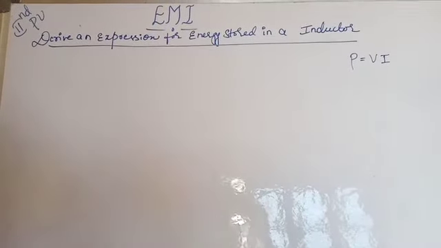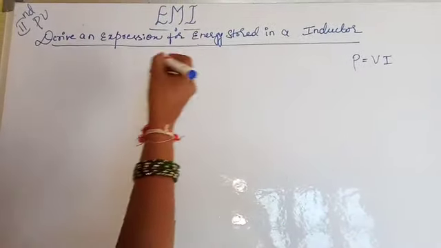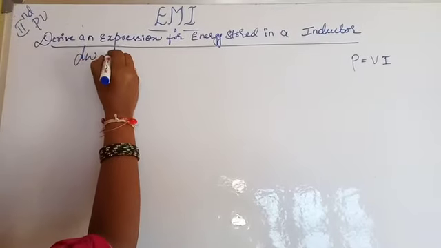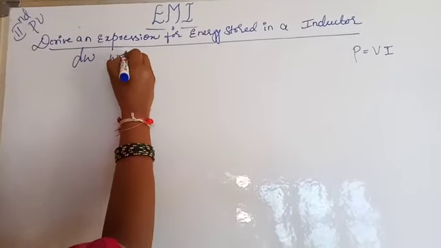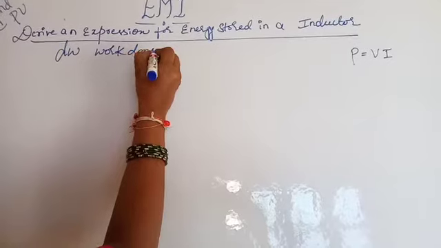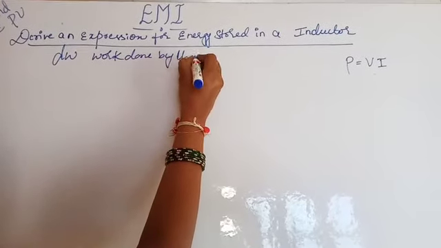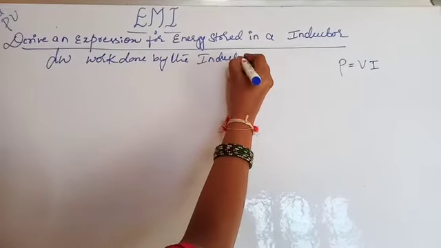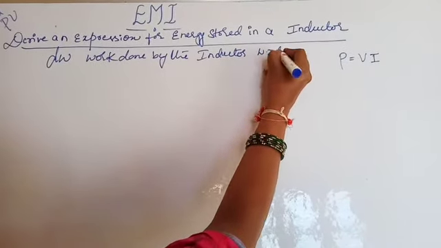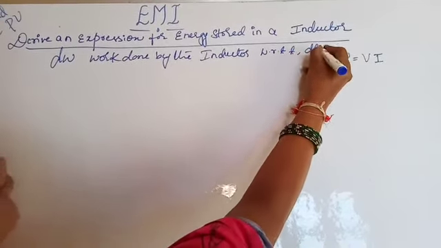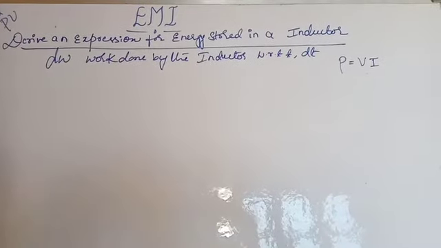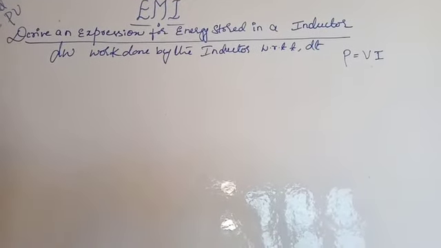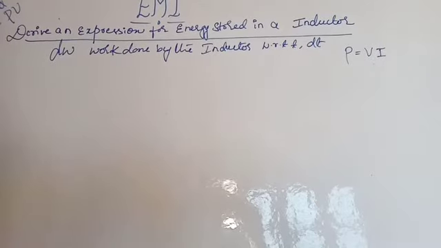Right. So let me take here the work done. dW is the work done by the inductor, with respect to time dt. Work done with respect to time dt is nothing but the rate of doing work.